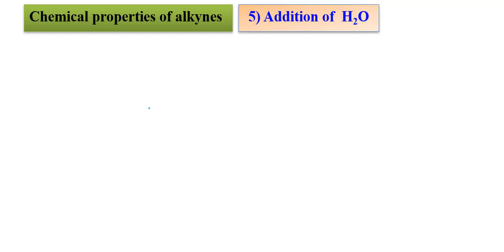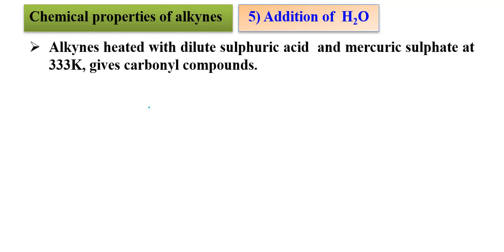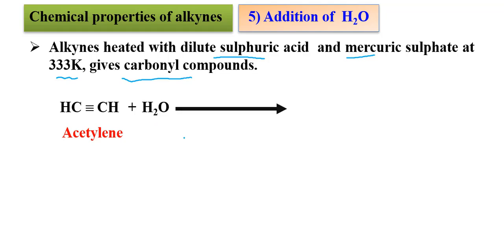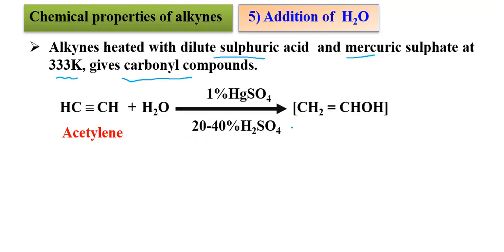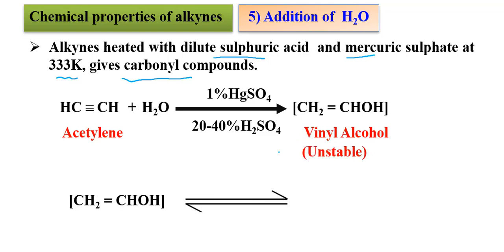Next, chemical properties of alkynes. Addition of water. Alkynes heated with dilute sulfuric acid and mercuric sulfate at 333 Kelvin give carbonyl compounds. Acetylene reaction with water forms vinyl alcohol first, then this vinyl alcohol undergoes tautomerism and gives acetaldehyde.